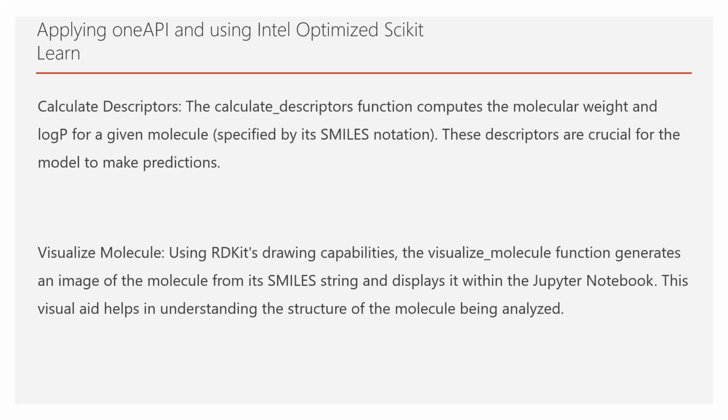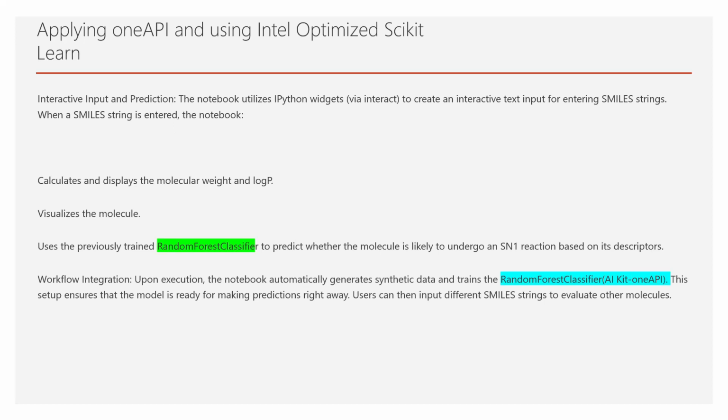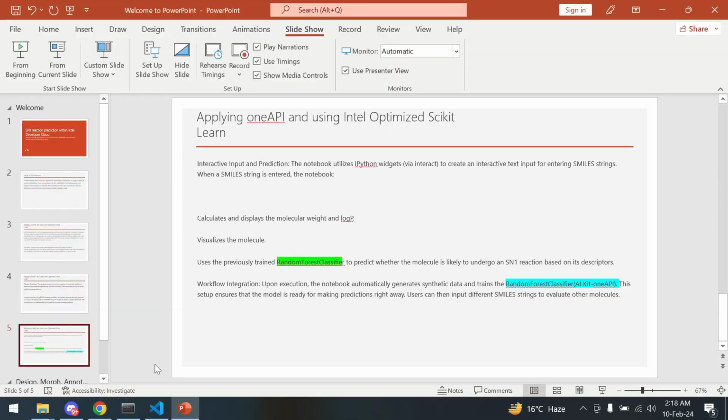We are also calculating the descriptors. The calculate descriptor function computes the molecular weight and log P for a given molecule. These descriptors are crucial for the model to make predictions. We also visualize the molecule using RDKit's drawing capabilities. The visualize molecule function generates an image of the molecule from the SMILES string and displays it within the Intel Developer Cloud Jupyter notebook that we are using. This visual aid helps in understanding the structure of the molecule being analyzed. Then there is an interactive input and prediction. So let's directly go into the demo itself.